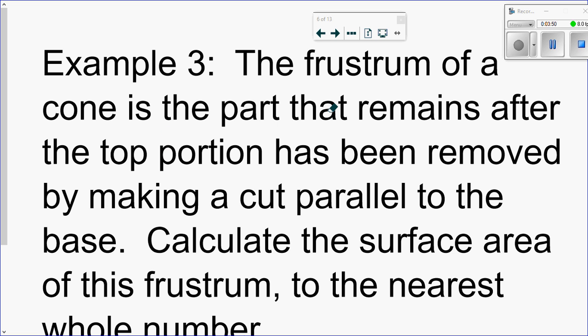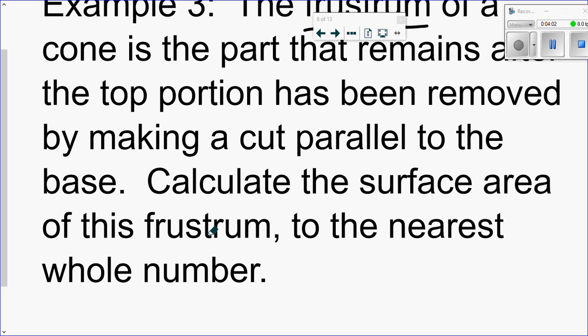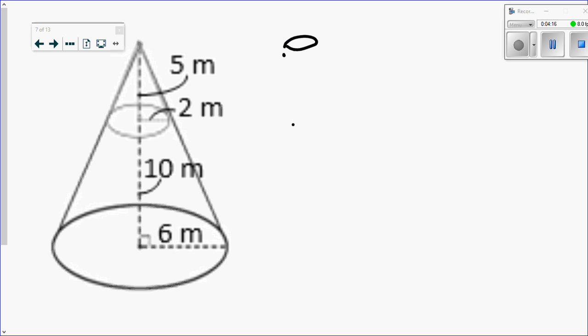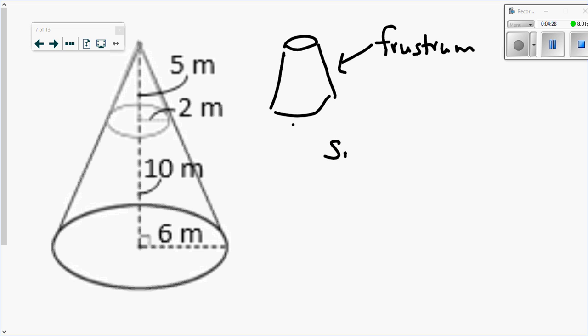So there's something out there called a frustum, and it will be the source of your frustrations. It's the part that remains after the top portion has been removed by making a cut parallel to the base. Calculate the surface area of this frustum to the nearest whole number. I'm not going to be bothered with it because all I'm really doing is the same thing 3 times. But the frustum, so you take the surface area of the whole thing and minus the surface area of the small one.